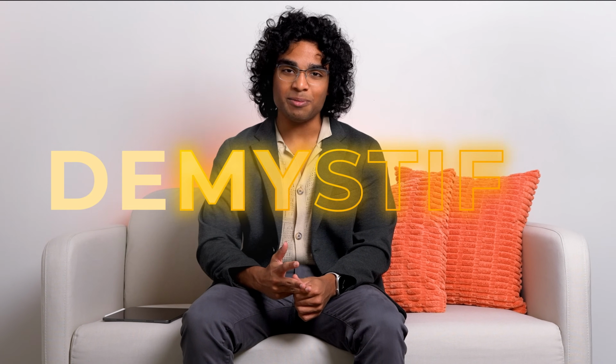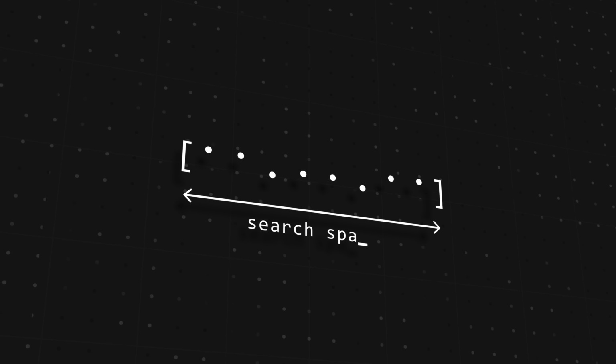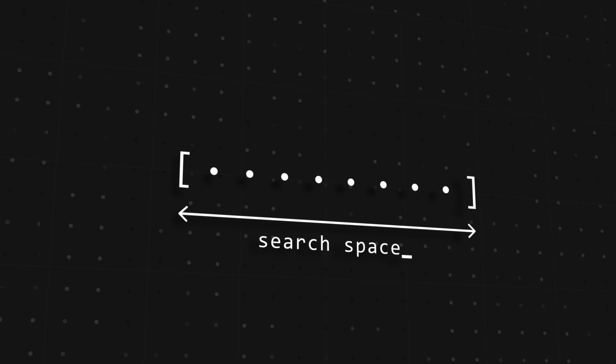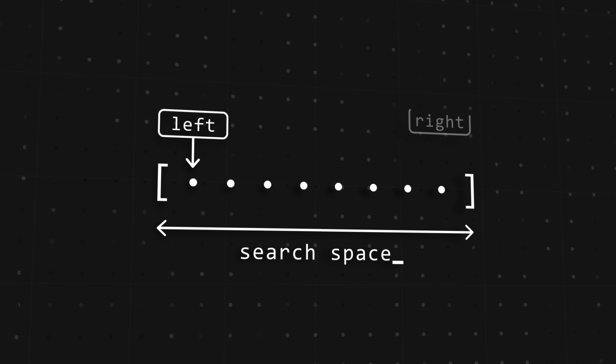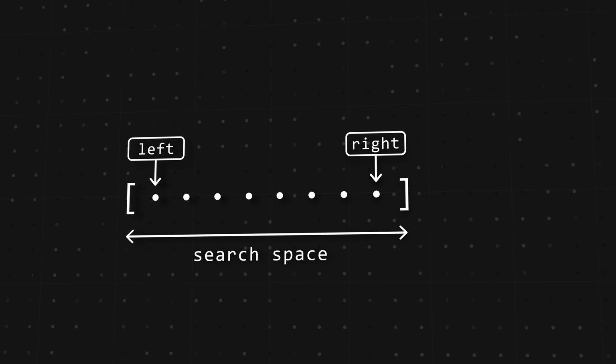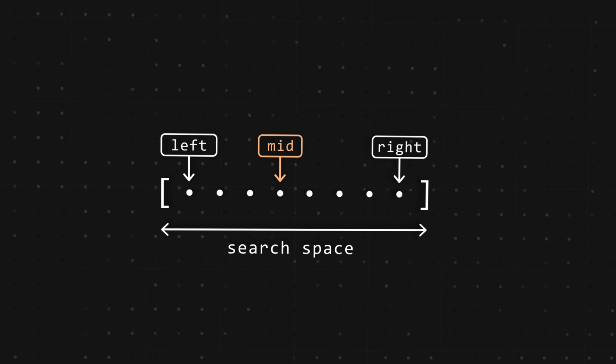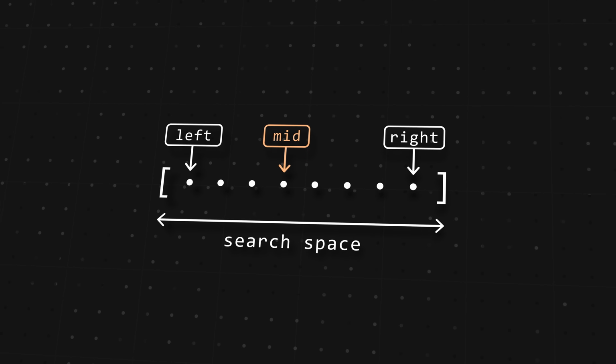However, as the only person in the entire world who knows how to implement binary search, I'm here to demystify it for you. Before we start binary search, we want to define the search space, which is the range of values we want to search in. We can define the search space using a left pointer and a right pointer. From here, we define a middle point, and this is the point we're going to use to figure out where we need to search next.